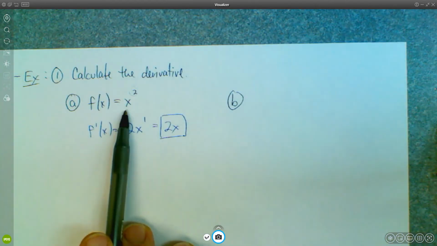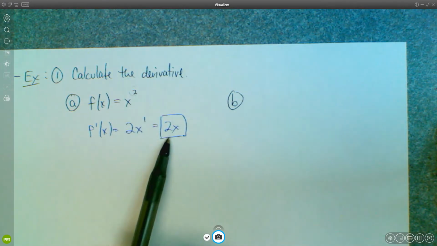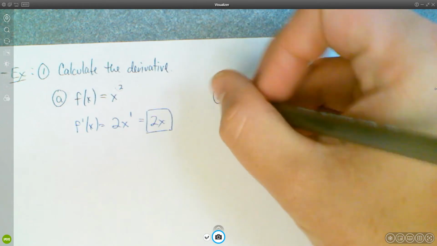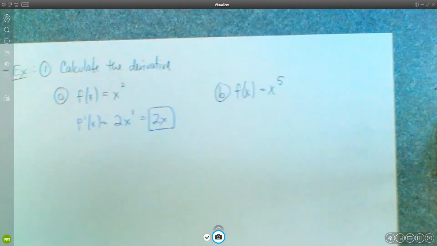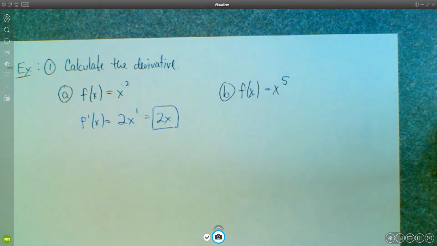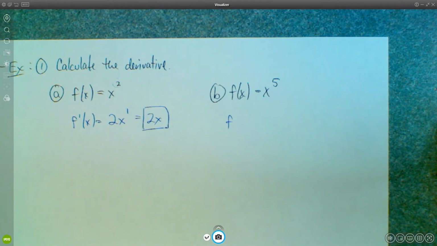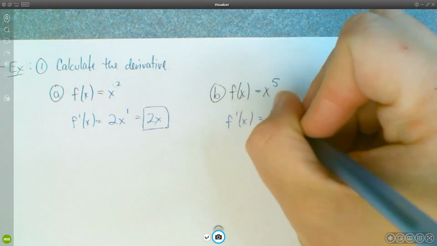By the way, you could go through the limit definition and prove that this is true. You could do the limit as h approaches 0 of f of x plus h minus f of x over h, and make sure that you get 2x. I'd probably ask you to do that on a test or a quiz, like make you do it both ways. Those are the kinds of questions that I like to ask. Anyway, if f of x equals x to the fifth now, same trick: f prime of x is going to be 5x to the fourth.